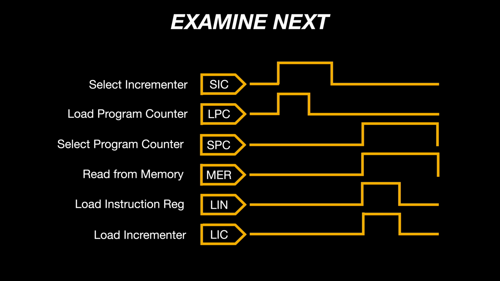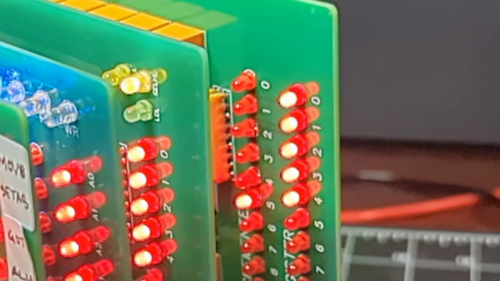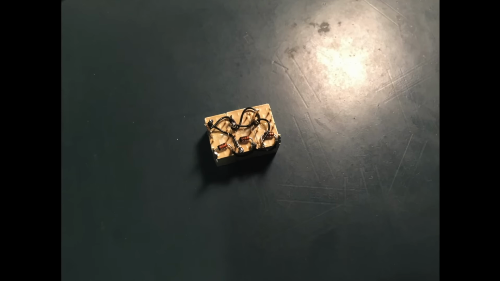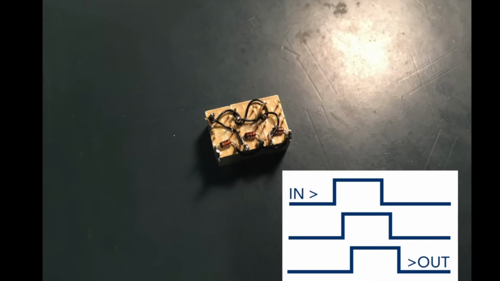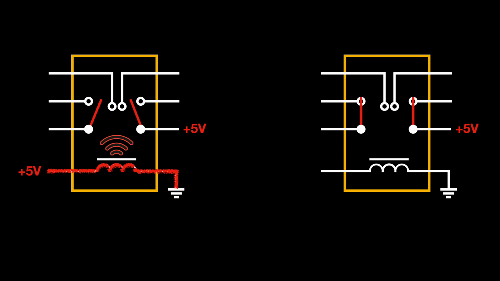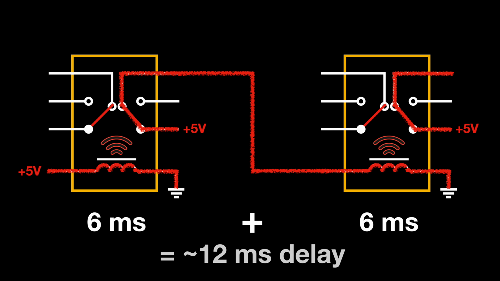Looking back at the sequence of events, the program counter is being selected and the load incrementer is occurring at the same time. But the incrementer needs this time, which is just a few milliseconds, to generate and load the new value. Paul Law had a similar problem with timing, and he solved it by chaining relays together, which takes advantage of the few milliseconds it takes for a relay to activate, thus creating a short delay.